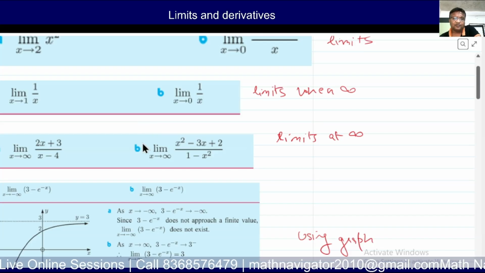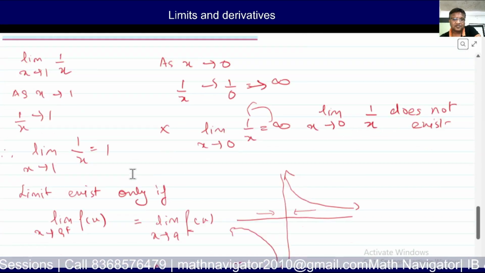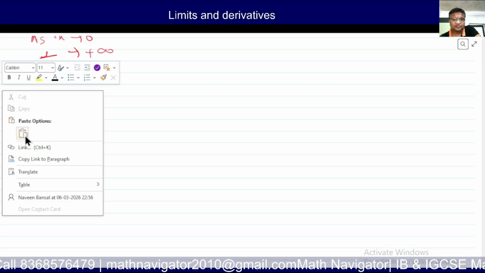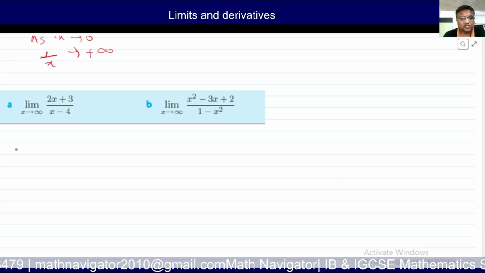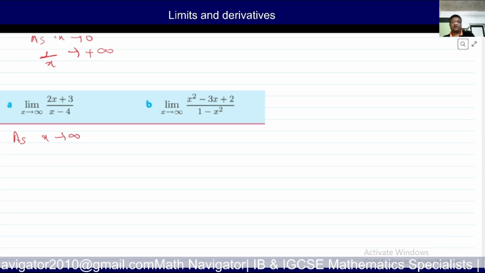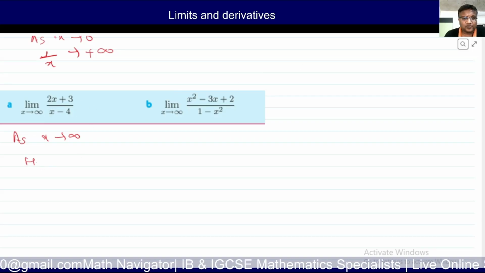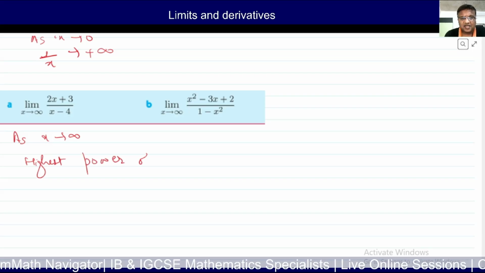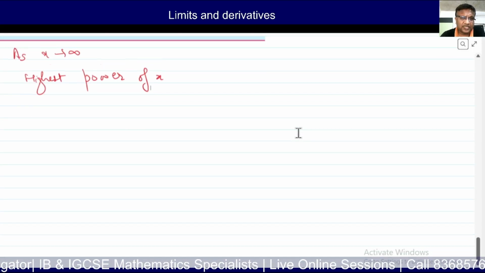Now, again, another important thing is what happens as x tends to infinity? x tends to infinity means x is a very large value. In this case, you have to see which is my highest power of x and divide both numerator and denominator by the same, and then we'll get the answer. I'll just do it, then you will understand.